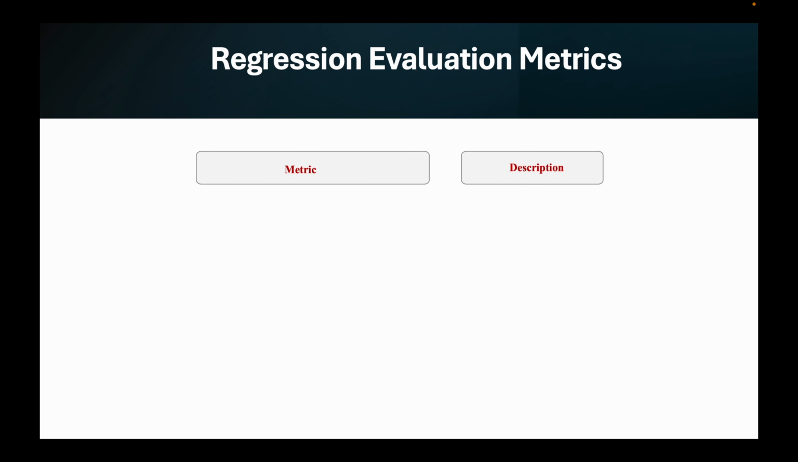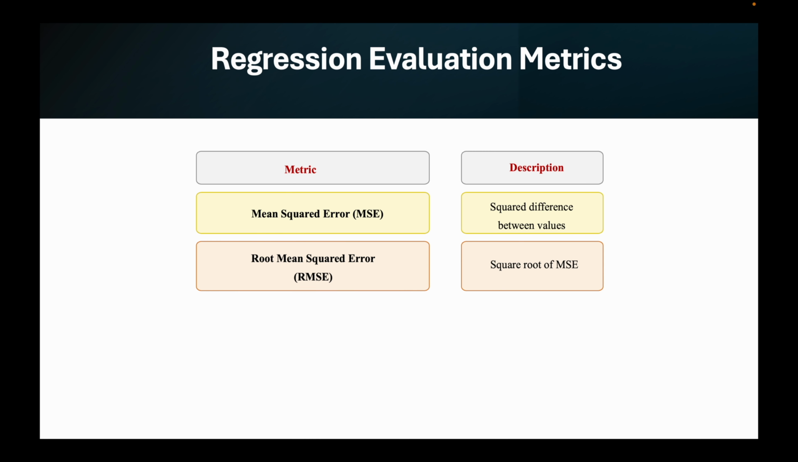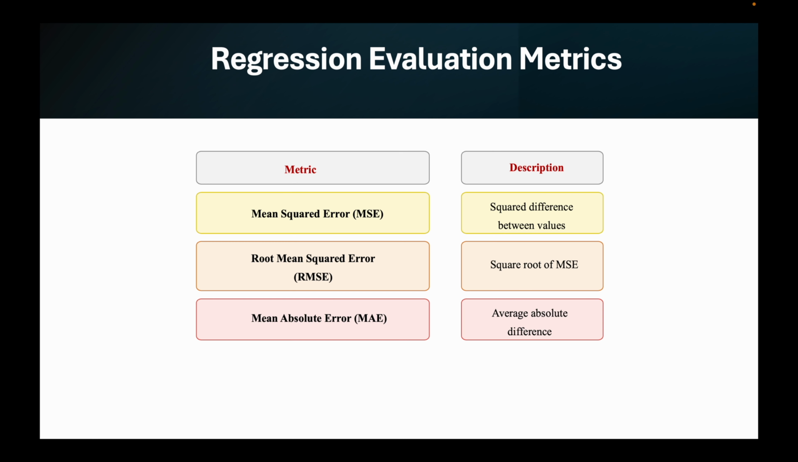Regression evaluation metrics. Here are some of the evaluation metrics for regression. Mean squared error (MSE). It is the squared difference between actual values and the predicted values. Root mean square error (RMSE). It is the square root of mean squared error. Mean absolute error (MAE). It calculates the average absolute difference between predicted and the actual values.